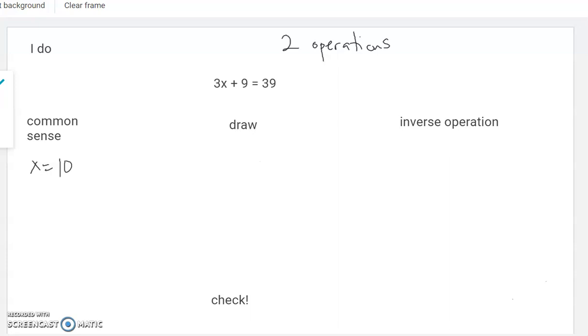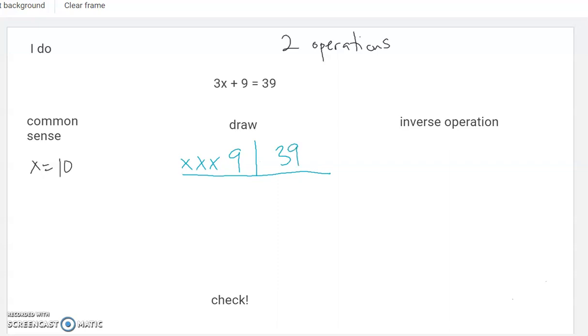So I really need you to focus, concentrate, and get a handle on the new part. So let's start with draw. First thing I'm going to do is draw it. So I'm going to draw my seesaw or my scale. So in this case, I have 3 x's and a 9 being added. So there's 3x plus 9 on one side and 39 on the other.